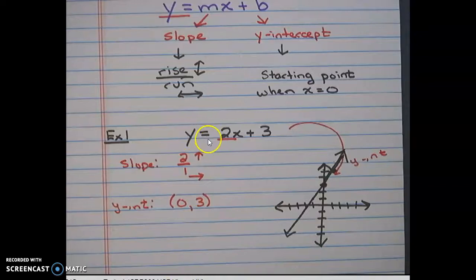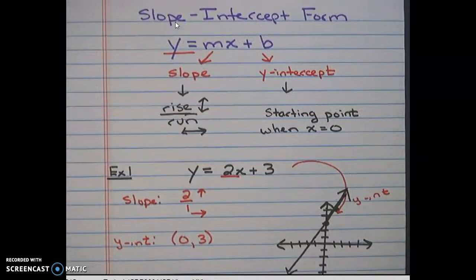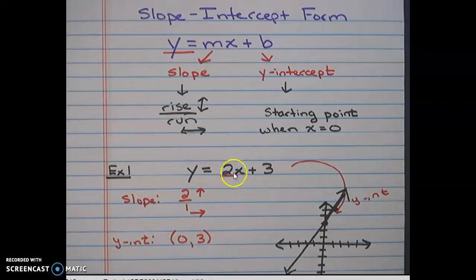And so in this case, y is equal, so I know it's in slope-intercept form. I know the slope is the number in front of the x, and the starting point is the number by itself.